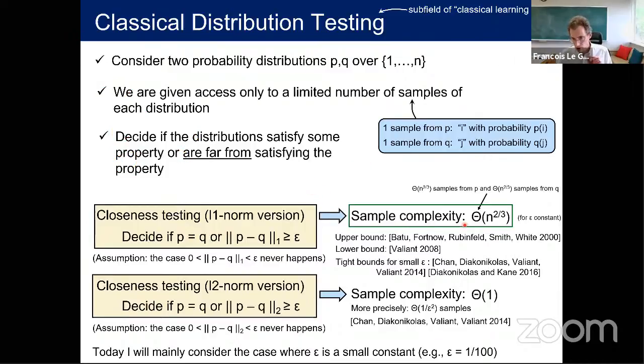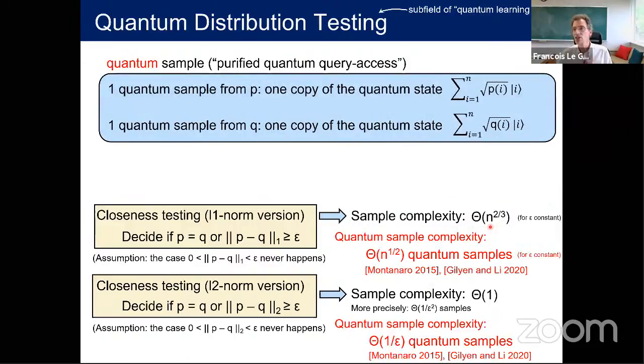Okay, so n to the 2/3, classical. So now I consider the quantum version. And this has been studied in prior works, and the conclusion is, so first, for the L2 norm version, you can do better. Instead of 1/epsilon², you can get 1/epsilon if you count the number of quantum samples.